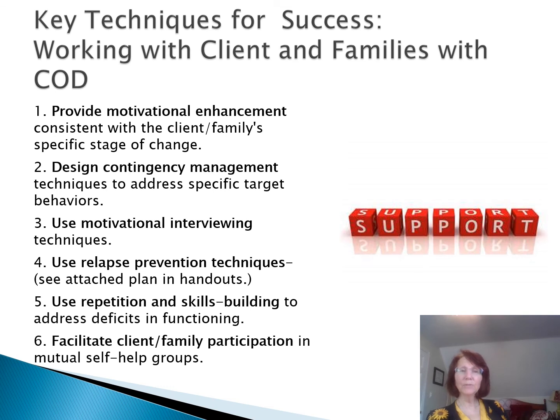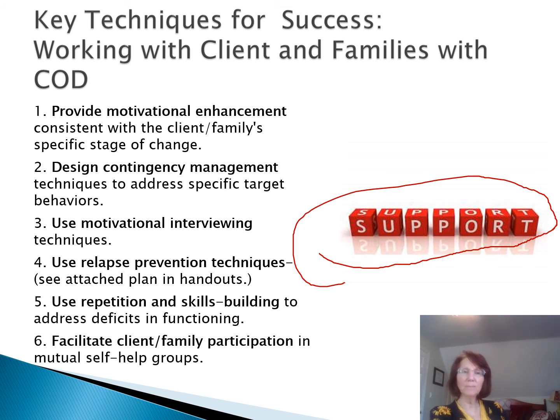Key techniques for success in working with clients with co-occurring disorders: number one is support. Provide motivational enhancements consistent with the client and family's specific stage of change, as we saw earlier. Design a contingency management program that addresses specific targeted behaviors. Use motivational interviewing techniques. Use relapse prevention techniques.